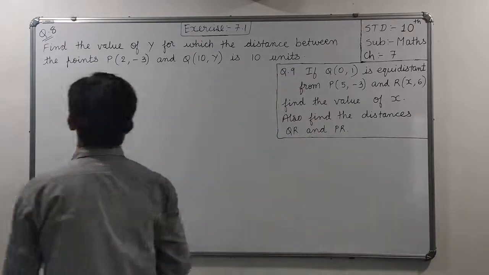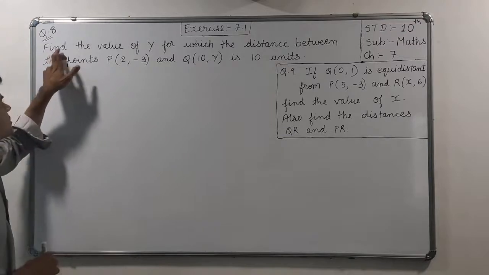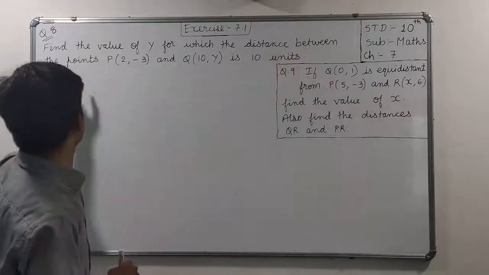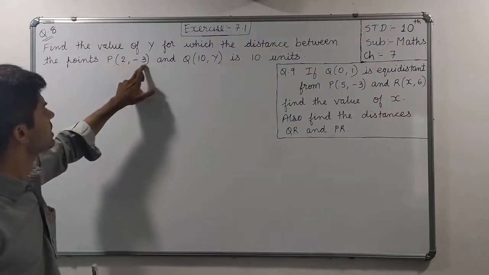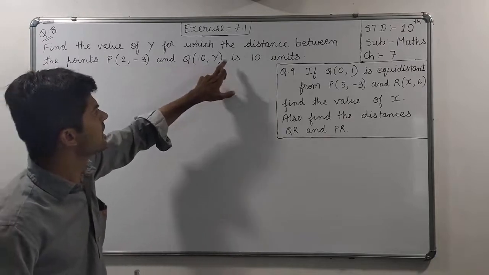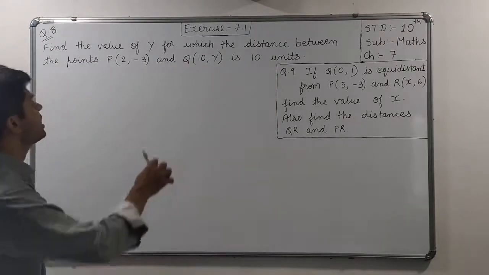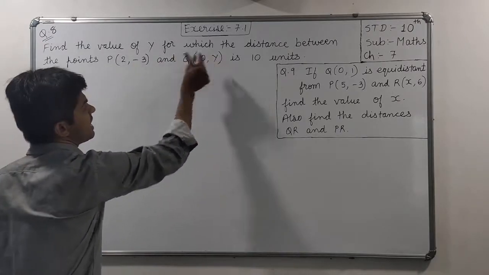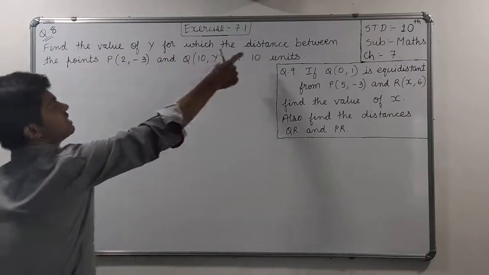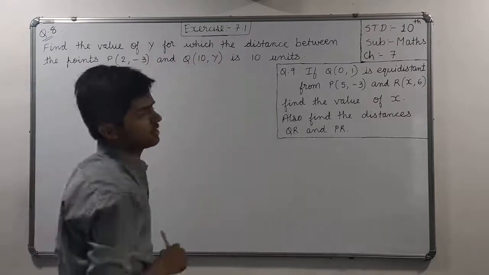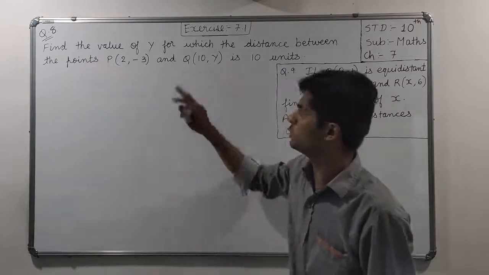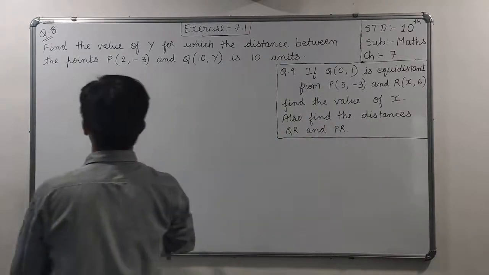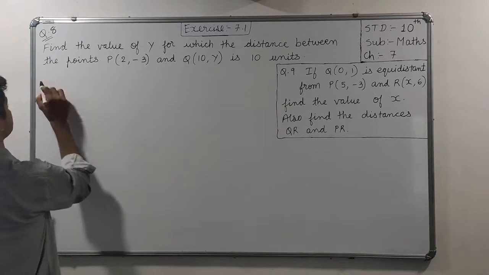Okay, so let us start with the 8th question, that is: find the value of y for which the distance between the points P (2, -3) and Q (10, y) is 10 units. क्वेश्चन क्या है, y की वैल्यू फाइंड करनी है. ओके, यहाँ पे जो y की वैल्यू है वो फाइंड करनी है, बट द कंडीशन इज डिस्टेंस बिटवीन दिस टू पॉइंट इज 10. ये जो दो पॉइंट्स हमें दिए हैं P एंड Q, उसका डिस्टेंस क्या है, 10 है. ओके, so let us start with our solution of this question.